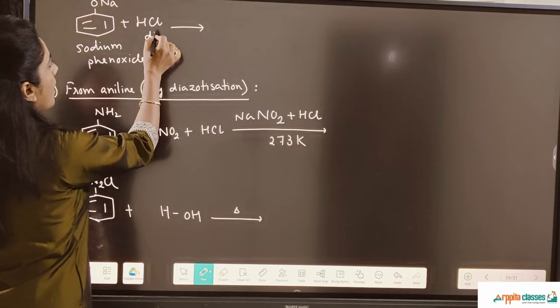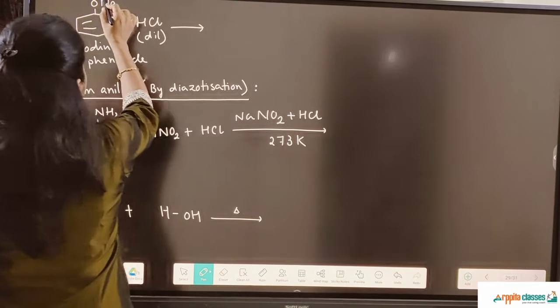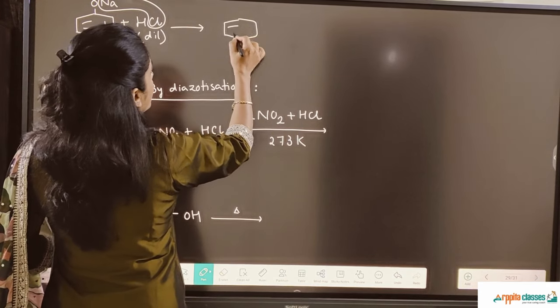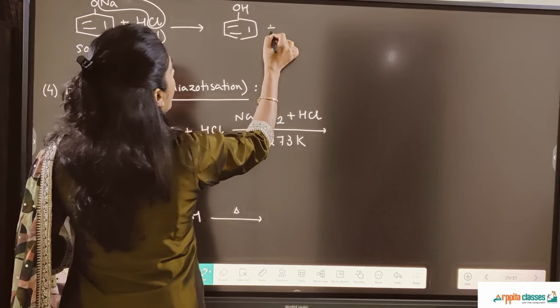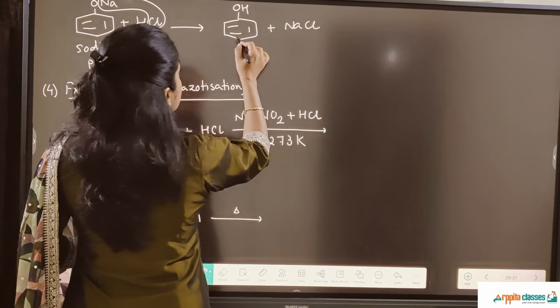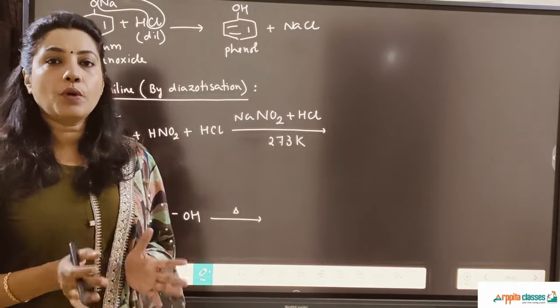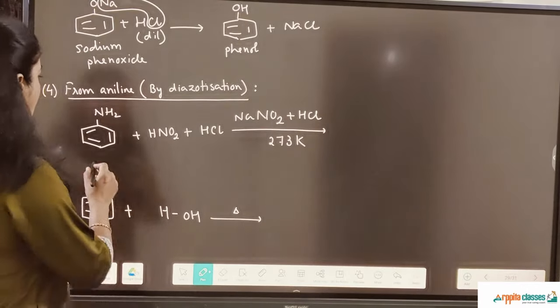Which I need to acidify with HCl. So NaCl comes out and we get our phenol. So this is my phenol and NaCl comes out. This is your phenol. Fourth and last preparation of phenol, we are using aniline.